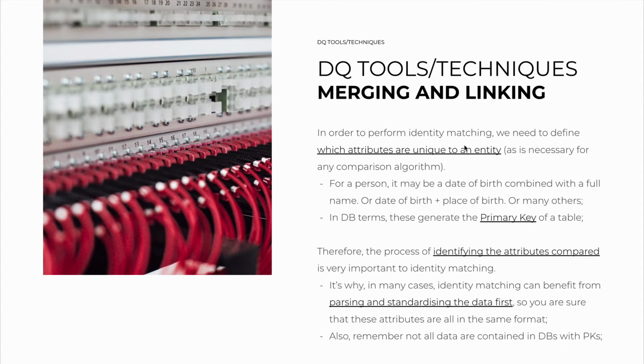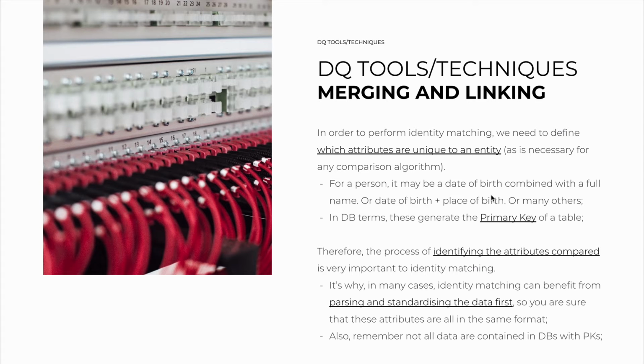If you know about algorithms, especially sorting and comparison algorithms, you know exactly what I'm talking about. The attributes that you use for the comparison are a key driver in terms of your results. For example, as we just mentioned, for a person, the attributes that define their uniqueness may be the birth date combined with the full name. That can uniquely identify a person, or the date of birth plus the place of birth, or many others. And when you do the comparison, you compare these elements in specific.